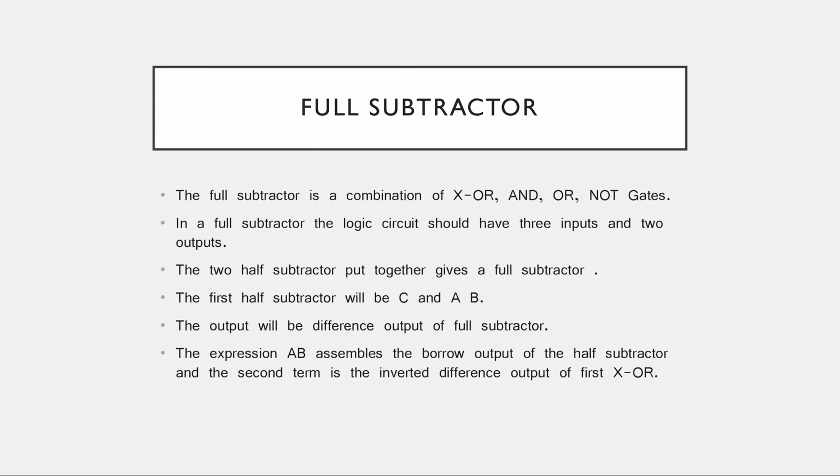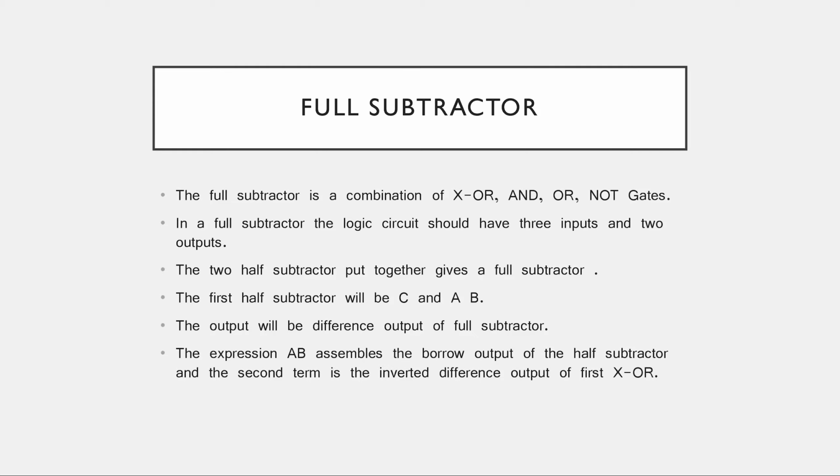Now we are going to see about full subtractor. The full subtractor is a combination of XOR and OR and NOT gate. In a full subtractor, the logic circuit should have three inputs and two outputs. Two half subtractors put together give a full subtractor.